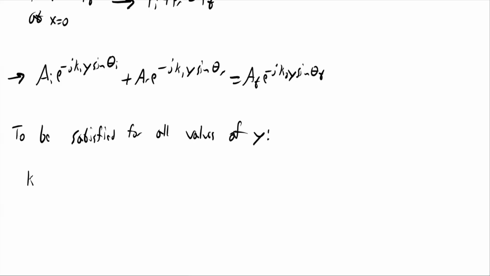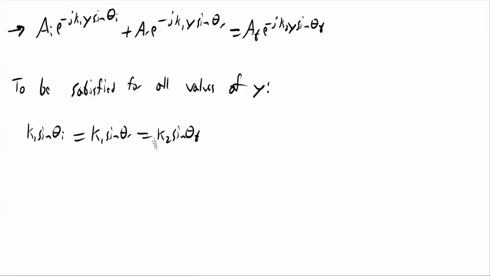There must be k1 sine theta I is equal to k1 sine theta r, which is equal to k2 sine theta t. You can see the only way that this expression is true is if the exponents are all equal. And the only way they're equal for all values of y is if these expressions hold. Now, this set of equalities gives us two very, very important results.